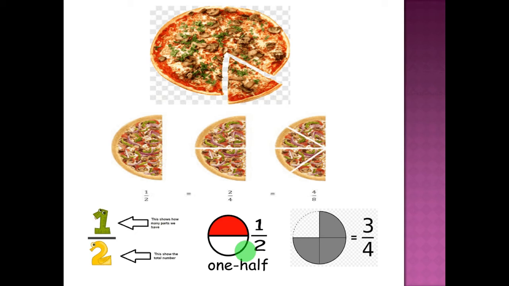Here are some examples of how we can write a rational number. Here this shows how many parts we have given; that we have to write in the numerator. Here this shows the total number of parts; here we have to write in the denominator. So here the full circle is divided into 2 parts, so total parts here is 2. One part is shaded here, so the shaded part we have to write in the numerator.